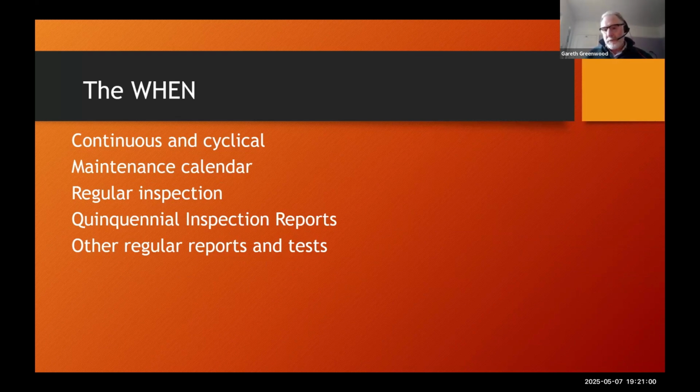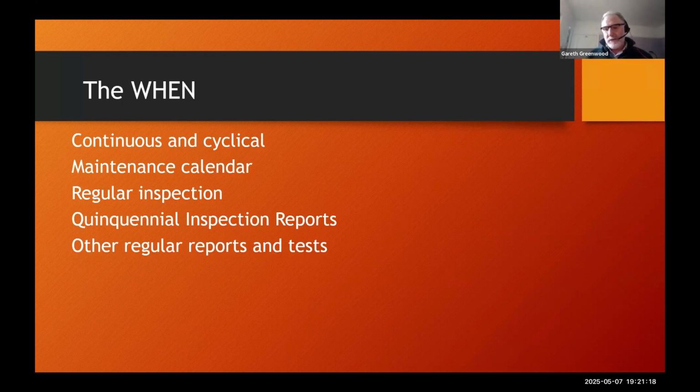So quinquennial inspections range in style and length. I've seen them 15 pages long and I've seen them 60 pages long. Often the longer ones have a lot of photographs as well. But they should follow general guidance produced by Church Buildings Council.